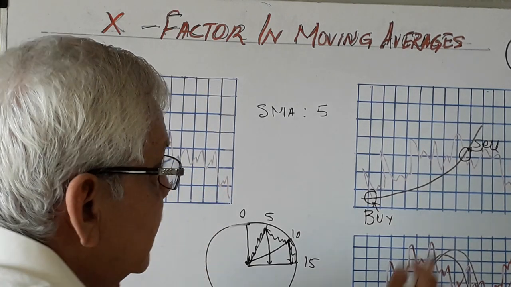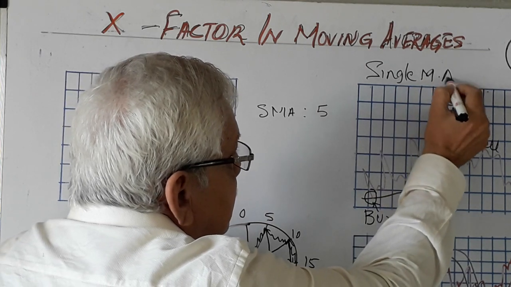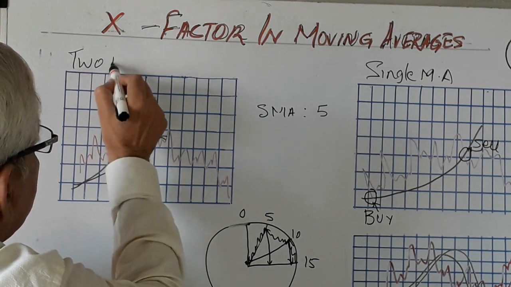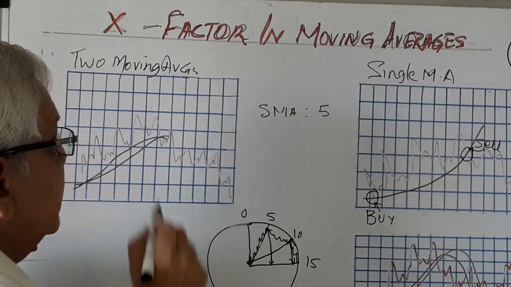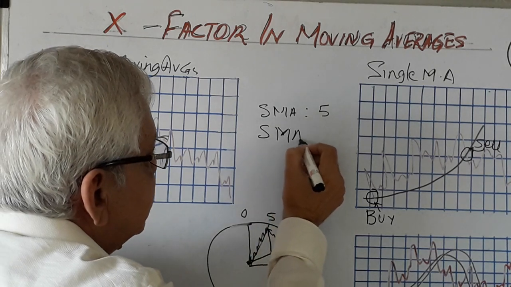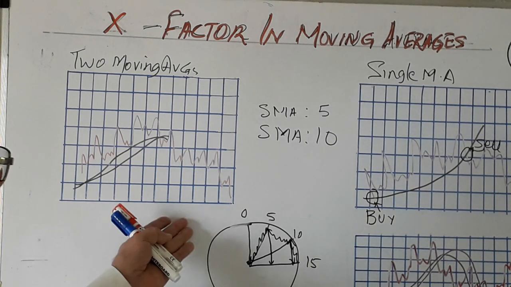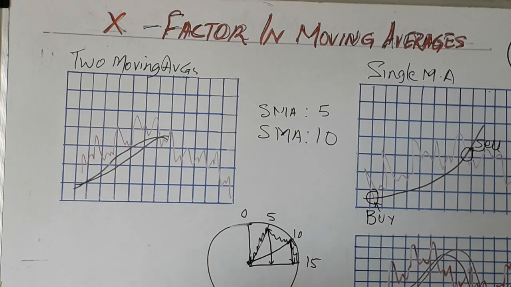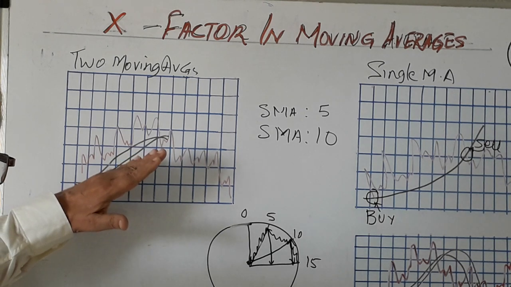Now we see this is a single moving average. Now here we see two moving averages. And these moving averages are a simple moving average of 5 and a simple moving average of 10. Here actually what happens is, when this is below, the share is in uptrend. There is no compromise on this. Share is strong, share is in the uptrend.